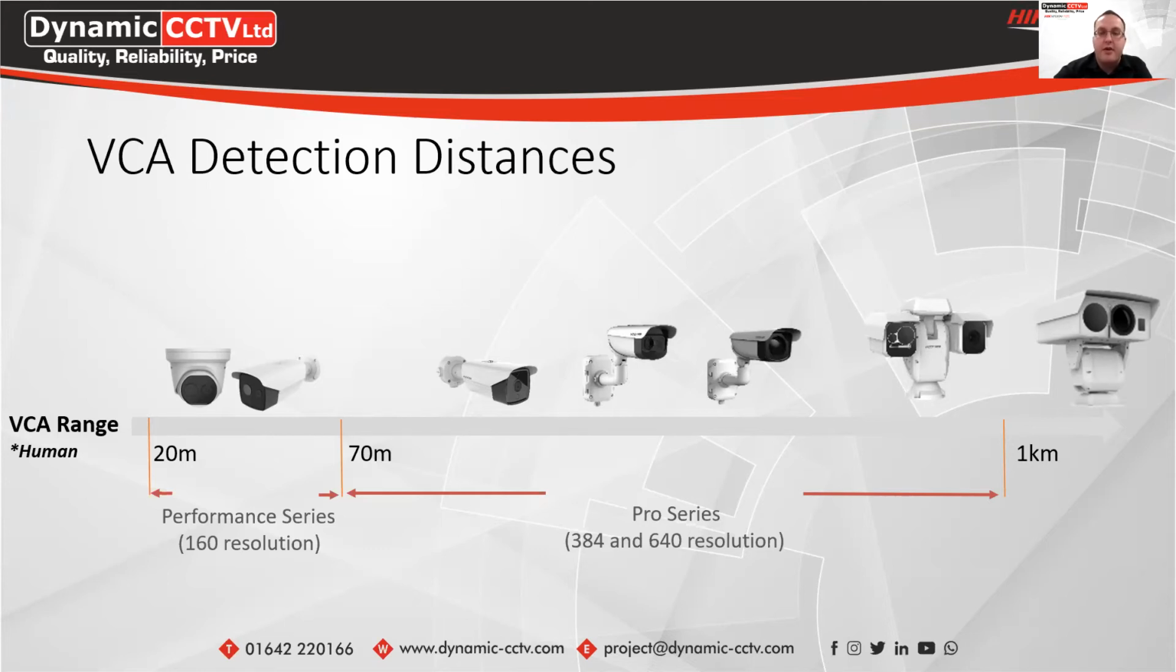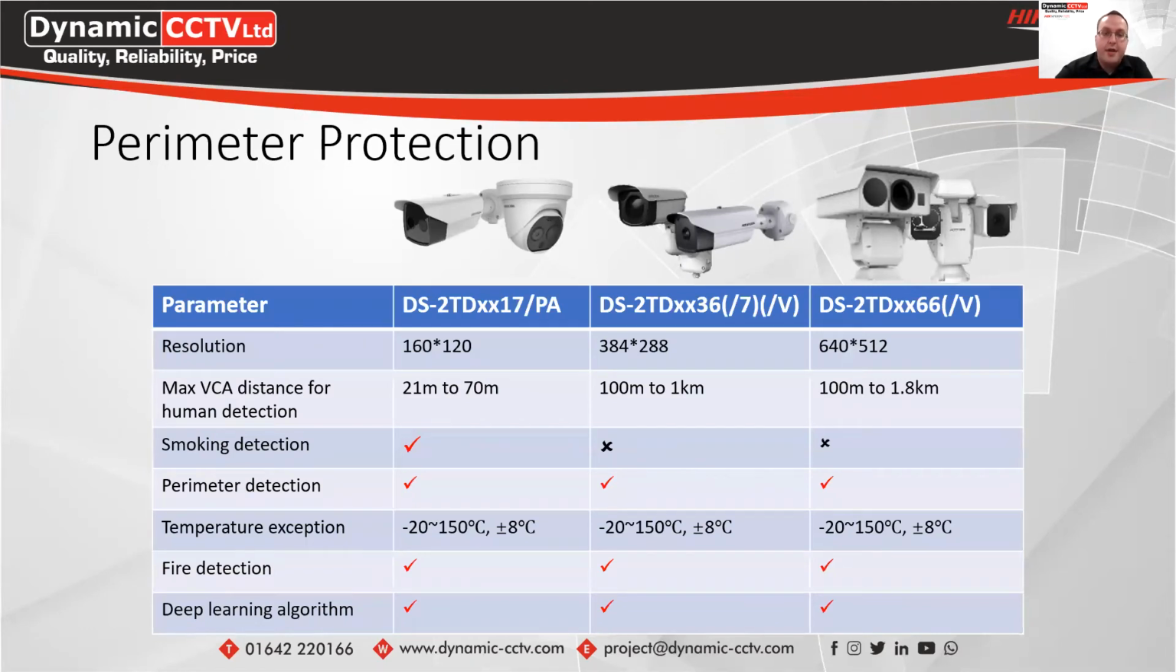This is specifically for the VCA rule detections for the different cameras available on the thermal side of things. These are the different cameras you can use for perimeter detection. On the left hand side, these are the eco ranges, and they work between 21 metres up to 70 metres, and they also have smoking detection, perimeter detection, fire detection, and deep learning algorithms. But depending on the accuracy you need, there is also the thermography, or thermometric, range of thermal cameras available for higher, more accurate temperature readings, because this range's perimeter detection works at an accuracy of plus or minus 8 degrees Celsius.